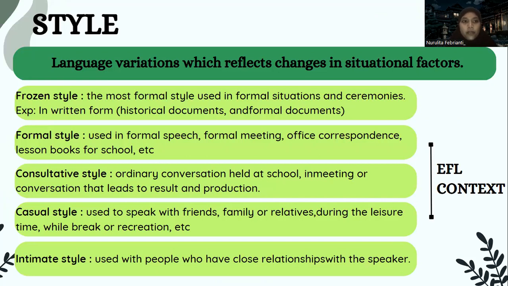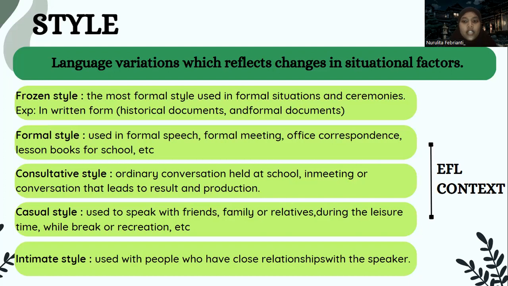There are several types of style. The first one is frozen style, which is the formal style generally used in written form, and then formal style that happens in formal speech, formal meetings, etc. And then consultative style or ordinary conversation, and then casual style that happens when we are talking to our friends, family, relatives, and others. And the last one is intimate style that we use when we are talking to our very, very close person that has a relationship with us.